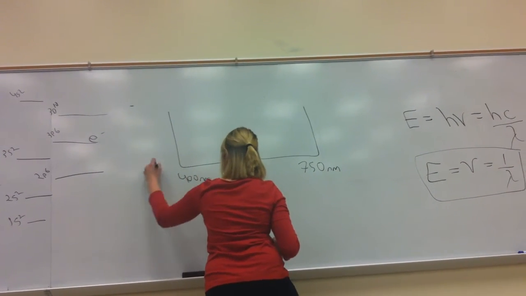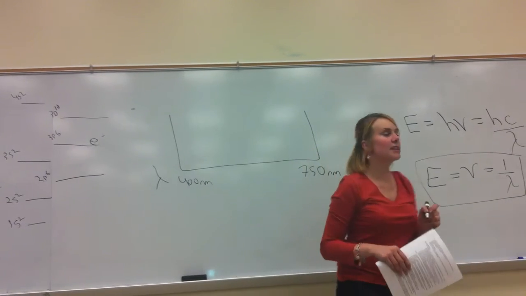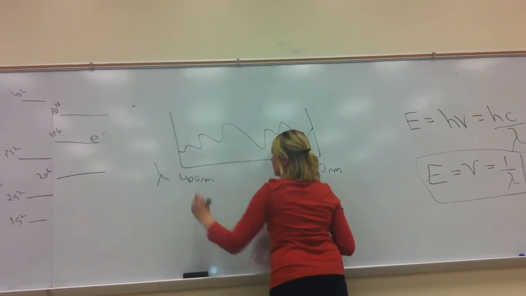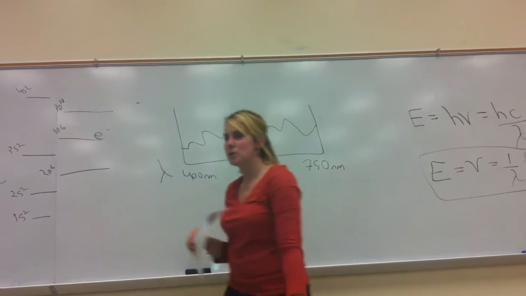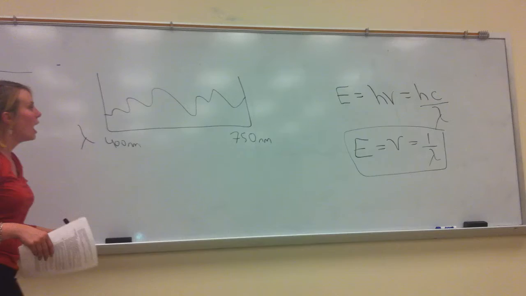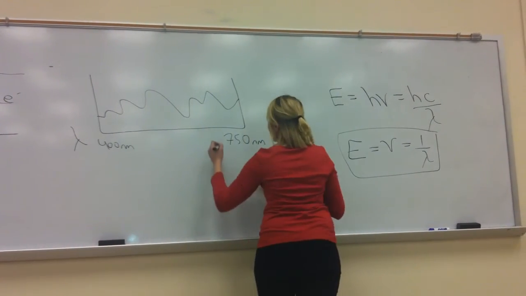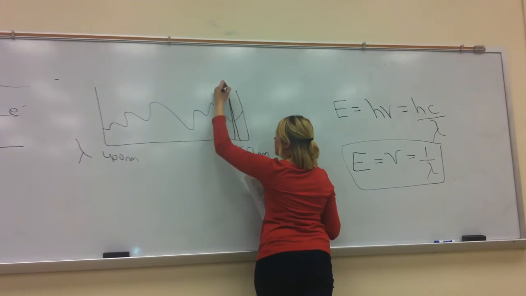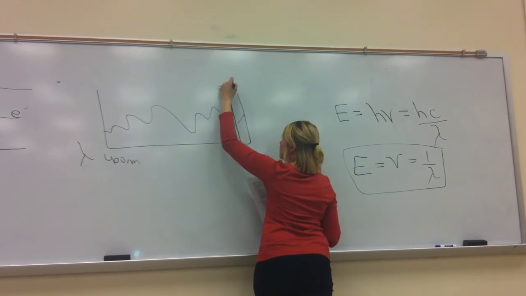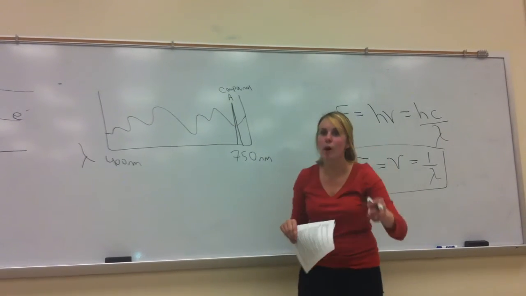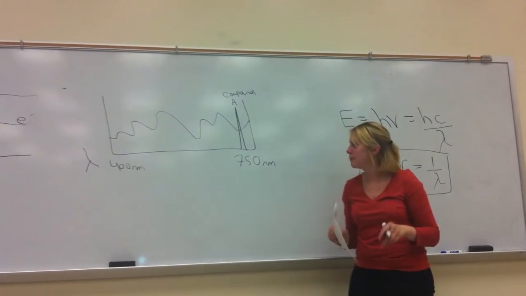I give you a graph like this. Is this continuous or a line spectrum? Continuous, right? You see it emitting something over all colors. I tell you that my specific compound is a line spectrum, and it emits right here. So this is compound A. Okay, so this would be a line spectrum, right? I just have one line at certain spots.